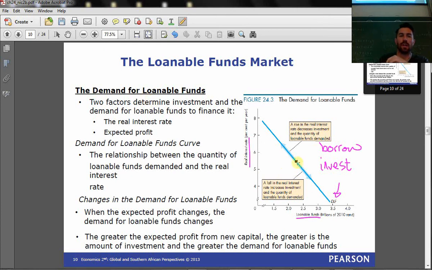And there are two things that are going to influence the demand for loanable funds. The one is the real interest rate. The second is the expected profit. So why real interest rate? Well, the relationship between the quantity of loanable funds demanded and the real interest rate is negative because when we borrow these funds, we want to invest. And the interest rate is the cost of borrowing those funds to invest. The higher the cost of borrowing, the less we want to borrow in order to invest.